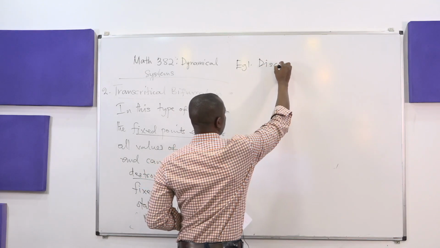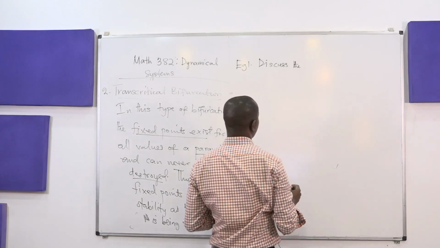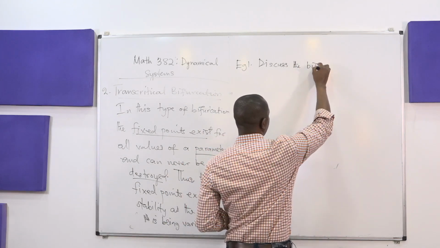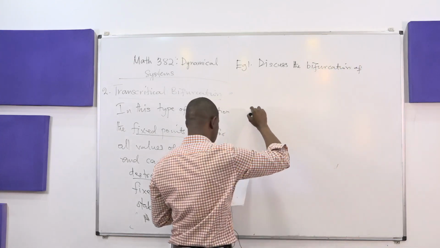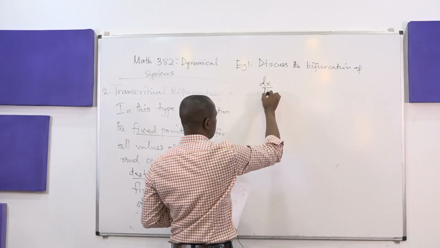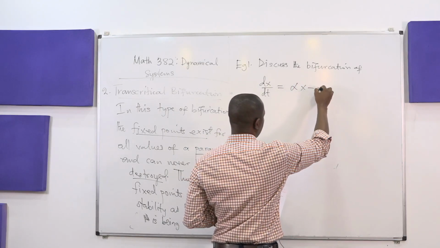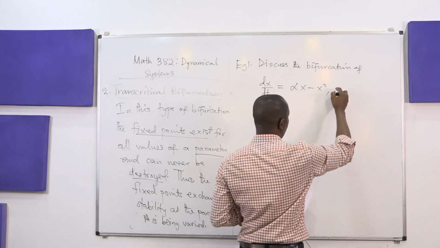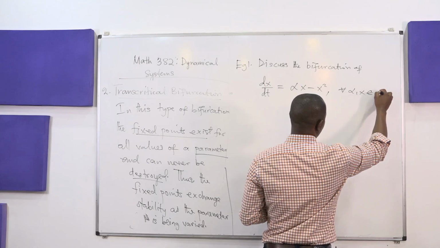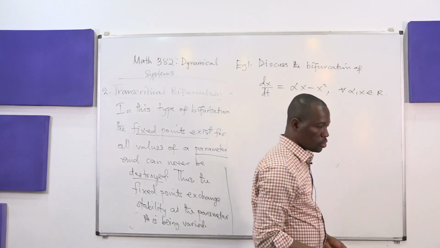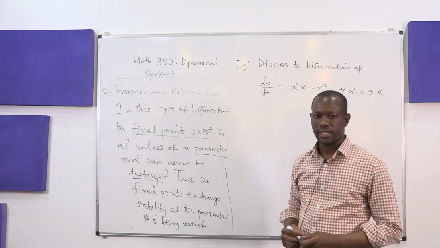Discuss the stability or the bifurcation of dx/dt equals alpha x minus x squared, for all alpha, x in R. So this is a prototype. When you say prototype, it's the general form of a transcritical bifurcation.